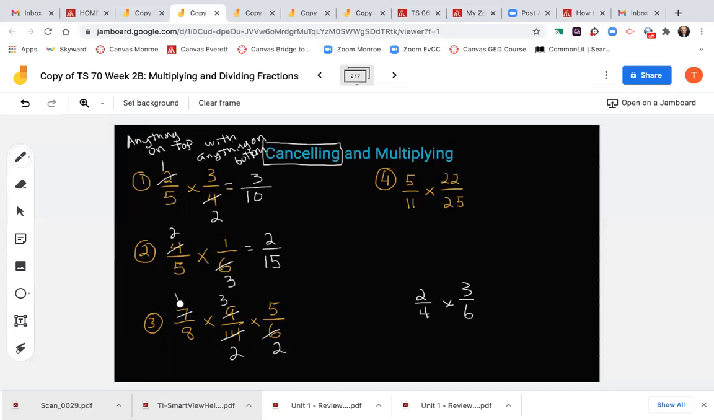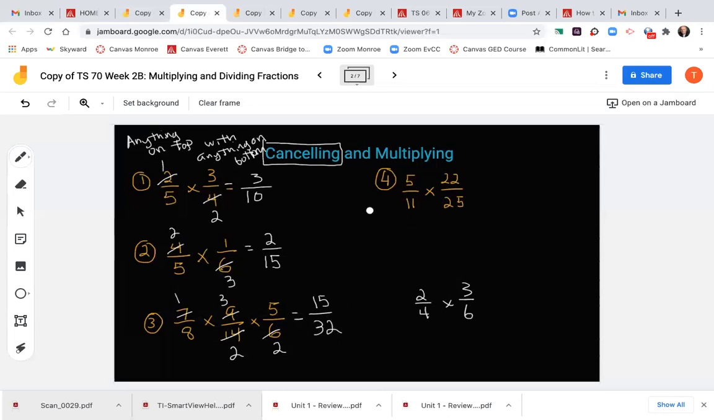Nothing can, so I'm going to multiply straight across. 1 times 3 is 3, times 5 is 15. 8 times 2 is 16, times 2 is 32. And I don't think that reduces. Yeah, wait a minute. I think it does. No, it doesn't. It doesn't. Nothing goes into both of these.